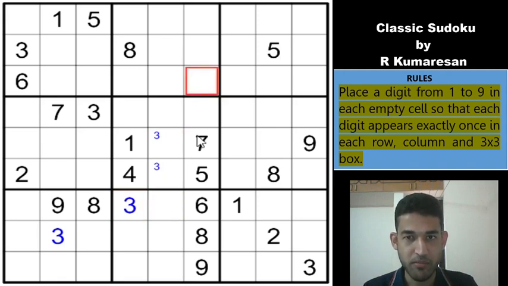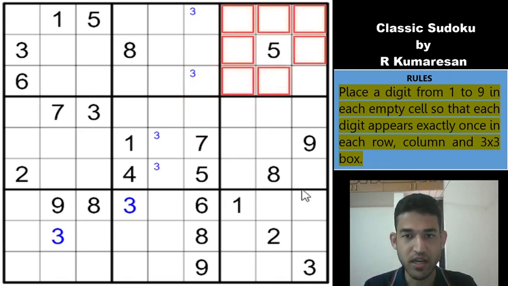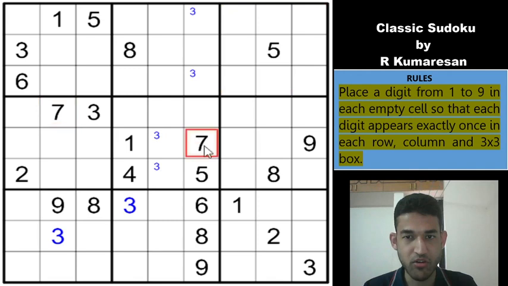And now in column 6 there are only 2 cells for the 3, can't be here and cannot be in this cell, so these 2 cells will have a 3, and rest of the back boxes have lots of options for 3, so let us not try placing them. 7 is in row 4 and row 5, which means 7 must be in one of these cells.